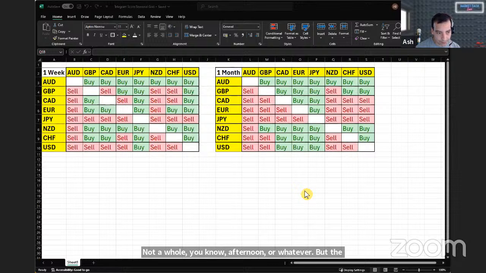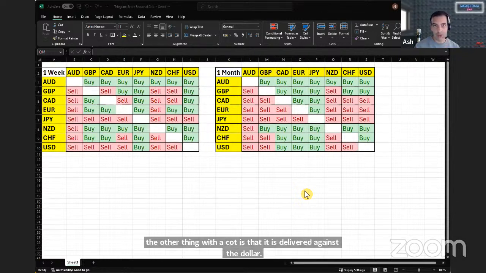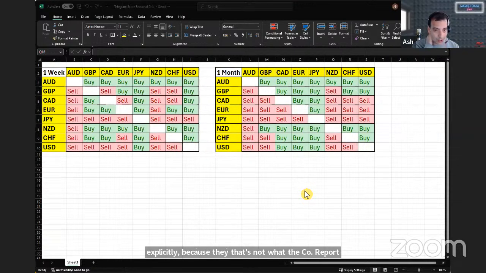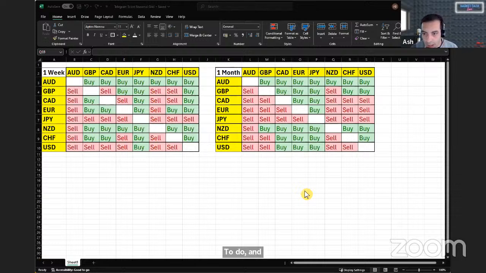Now the other thing with the COT is that it is delivered against the dollar, so the seasonals you can track Aussie yen, but COT you can't track Aussie yen explicitly because that's not what the COT report is showing you. It's showing you how these currencies are performing against the dollar. So not quite as easy to do. And if there's a formula, then I'll try and work it out.